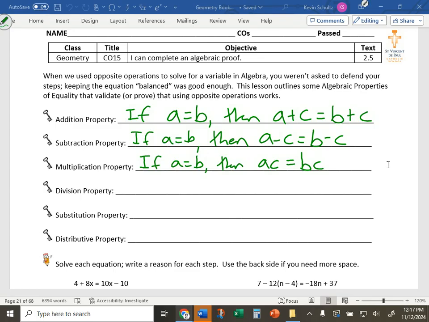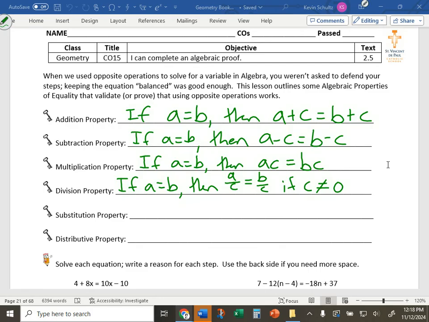So there you go. Division property. If A equals B, then A divided by C is equal to B divided by C, unless C is 0. If C is unequal to 0. This one has that other condition because that whole divide by 0 thing can't be done. But if A equals B, then A divided by C will equal B divided by C.